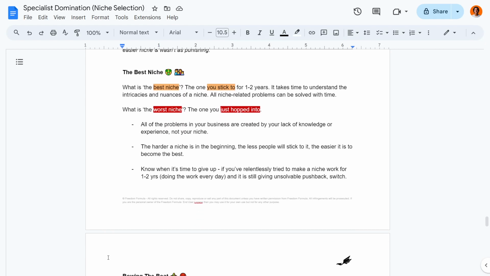Now, you must be asking, what is the best niche, Aditya? The best niche is the one that you stick to for 1 to 2 years, because it takes time to understand the intricacies and the nuances of a niche, right? All niche related problems can be solved with time. And now, what is the worst niche, Aditya? The one you just hopped into.